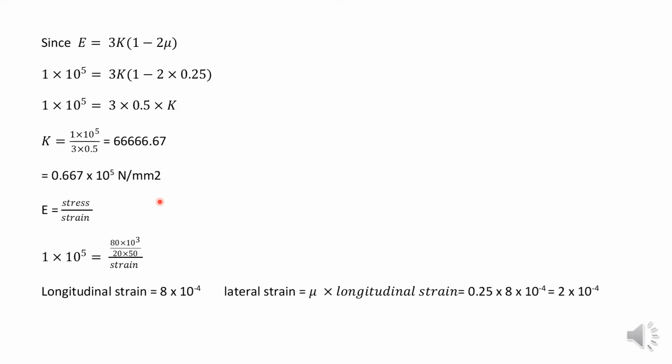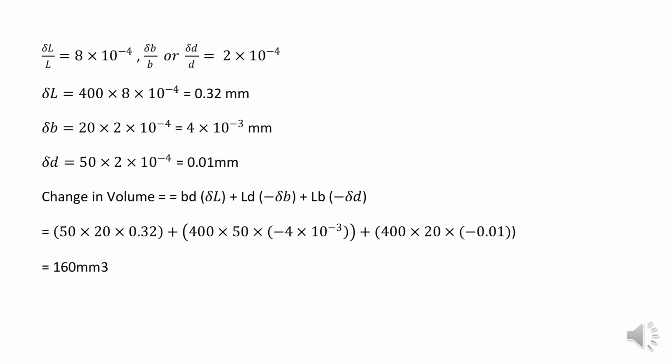We can find out the value of stress by using the equation stress is equal to load divided by area, and strain is equal to stress divided by Young's modulus. So you will obtain the value of strain, and here the strain is longitudinal strain, which is obtained from this equation as 8 into 10 raised to minus 4. We know the value of Poisson's ratio, so lateral strain is equal to mu into longitudinal strain, which is obtained as 2 into 10 raised to minus 4, where the lateral dimension is breadth or depth, and the longitudinal dimension is delta L divided by L.